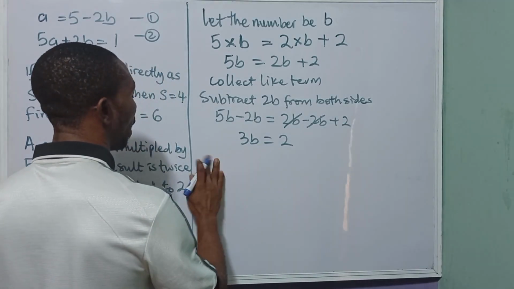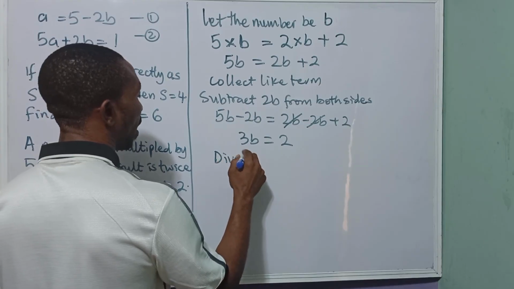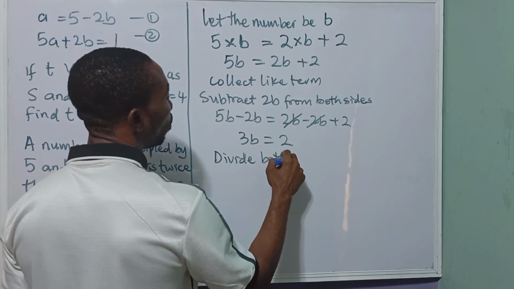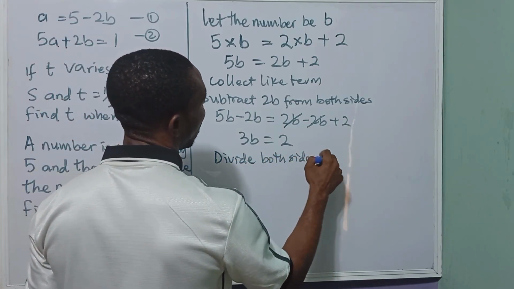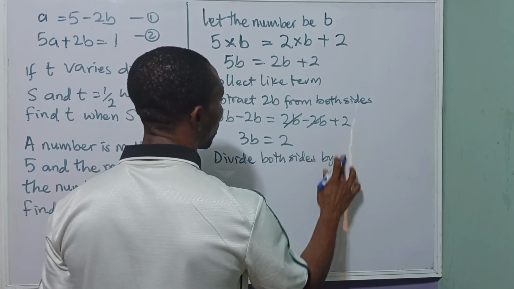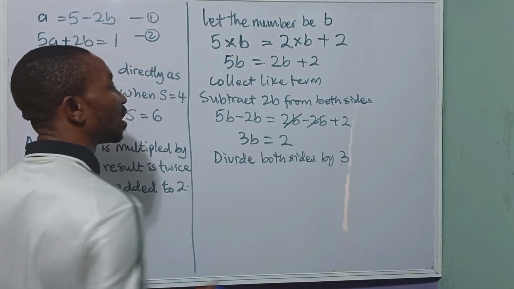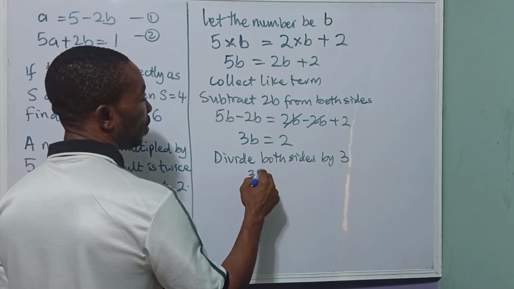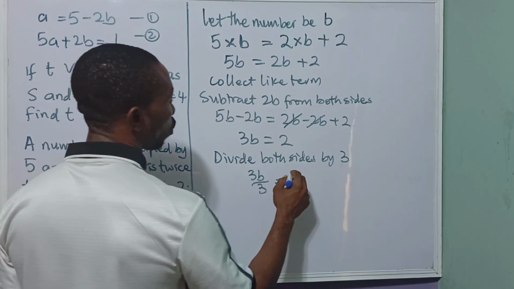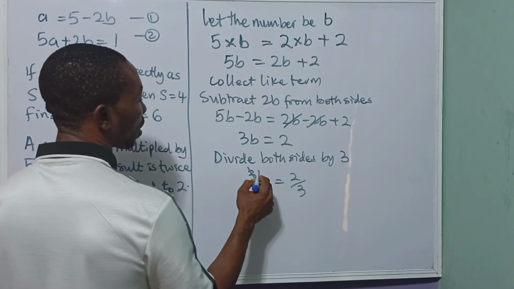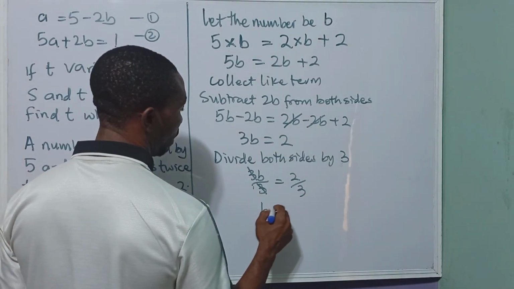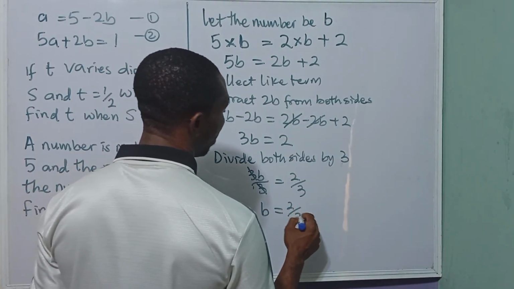So therefore, we divide both sides by 3, which is the coefficient of b. So this becomes 3b over 3 equals 2 over 3. 3 cancels 3, leaving us with b equals 2 over 3.